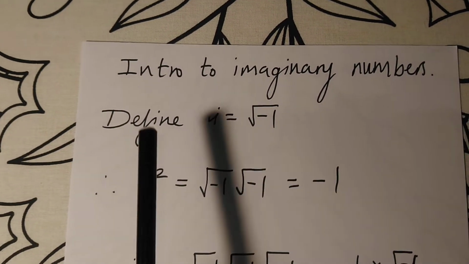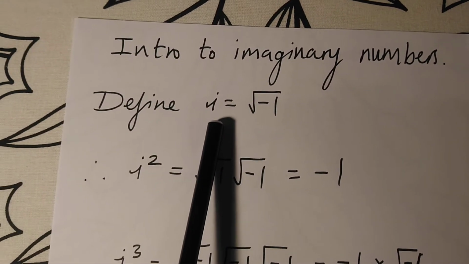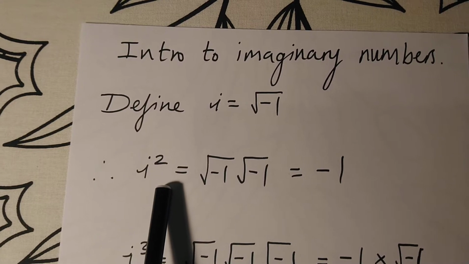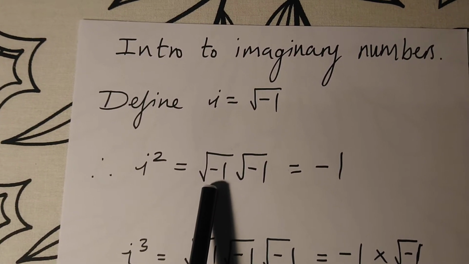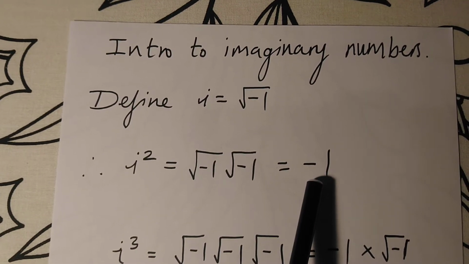Here's a quick introduction to imaginary numbers. We define i as the square root of -1. So therefore i squared would be root -1 times root -1, which is simply equal to -1.